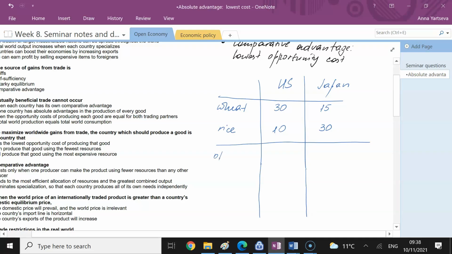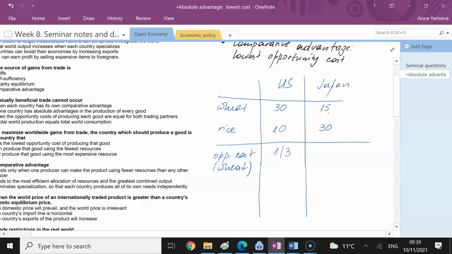Let's calculate the opportunity costs of producing wheat for both countries. What does it mean? How many units of rice do we need to give up in order to produce 1 unit of wheat? 3 units of wheat is equivalent to 1 unit of rice. If you want to make 1 extra unit of wheat, you need to give up 1/3 units of rice. This is the opportunity cost of producing wheat in the US. 3 wheat is equivalent to 1 rice, right? So 1 wheat is 1/3 of rice.